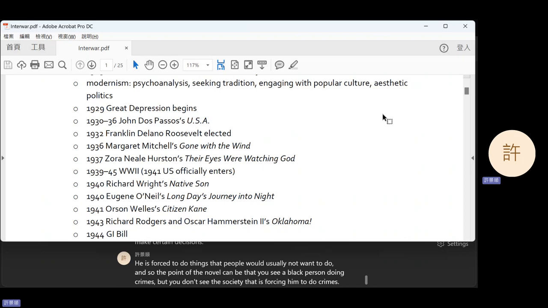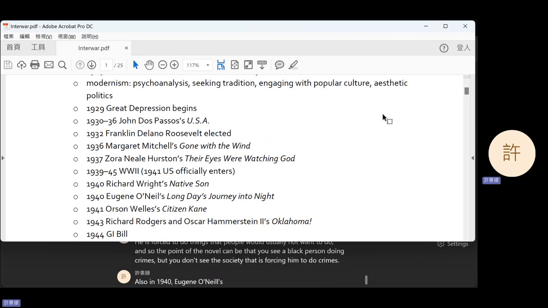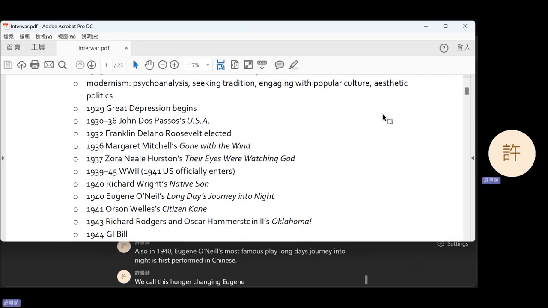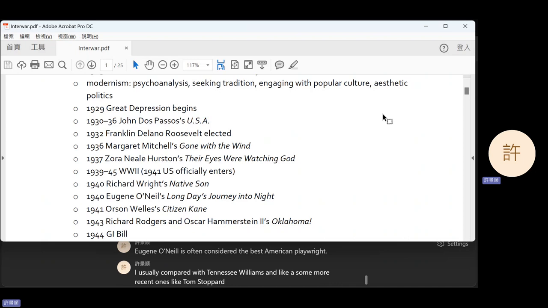Also in 1940, Eugene O'Neill's most famous play, Long Day's Journey into Night, is first performed. In Chinese, we call this 长日将近. Eugene O'Neill is often considered the best American playwright, usually compared with Tennessee Williams and some more recent ones like Tom Stoppard. But he is one of the best American playwrights.